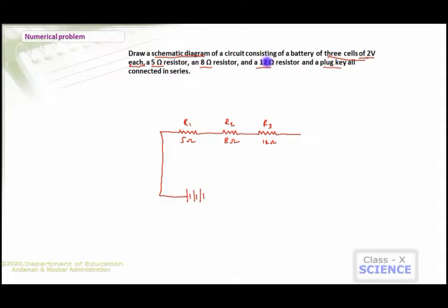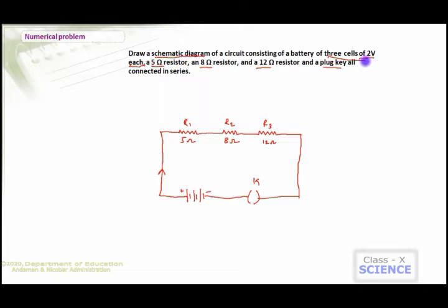Then what else is to be drawn? A plug key we have to make. So here we will make the plug key. This is our plug key. This will be connected to our circuit. So this is our positive terminal, this is our negative terminal, and this will be the direction of the electric current.